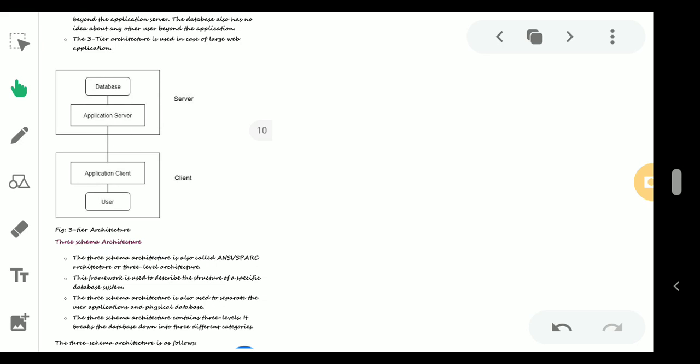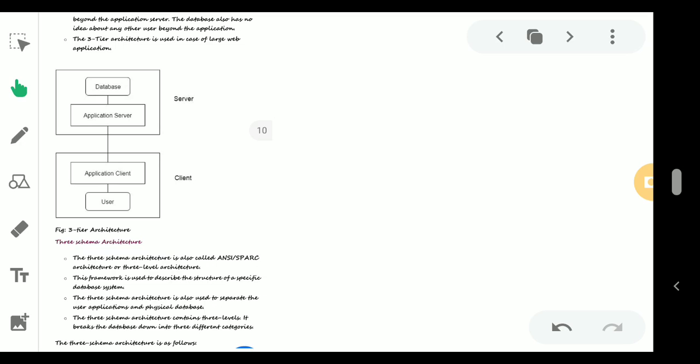So what is the difference between 2-tier and 3-tier architecture? In 2-tier architecture there is one interface, that is the application program, which can directly interact with the server. But here in the 3-tier architecture, the user and application program interact with the server application program. Then the server application program will directly interact with the main server or database.